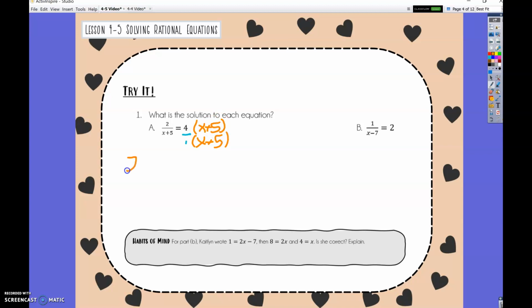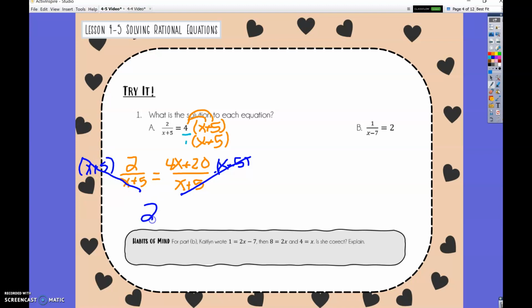So I'd have 2 over x plus 5 equals 4x plus 20, and that's because I'd multiply that 4 through, all over x plus 5. Now, this is kind of a weird thing to think about. In some ways, you can just remember that the denominator is going to disappear. But what's really happening is if you take this side times x plus 5 again, that would cancel out the denominator. It's also going to cancel out this x plus 5, because what you do to one side, you have to do to the other.